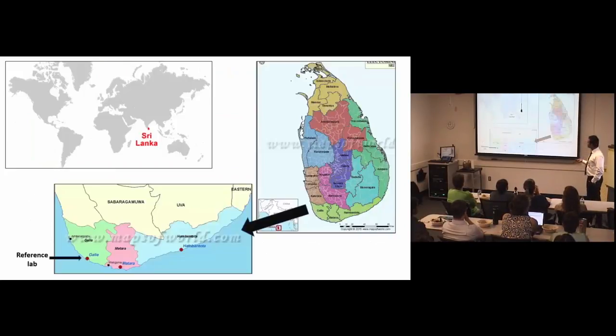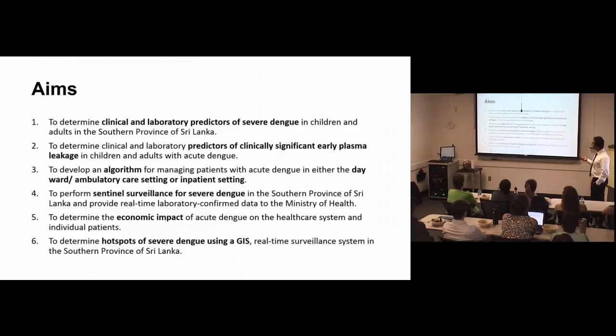So this tiny bit is Sri Lanka when you compare it with the US. And when you expand it, we are doing it in the southern part of Sri Lanka now, involving 3 districts. And these are the aims that we came across. So we are going to predict the clinical and laboratory predictors of severe dengue. And also we are going to predict the clinically significant signs of early plasma leakage.